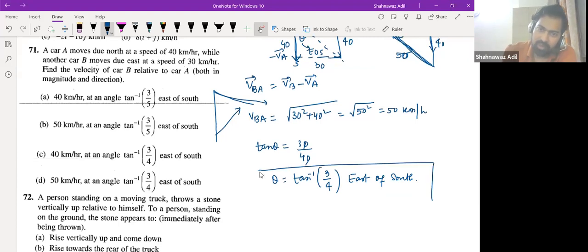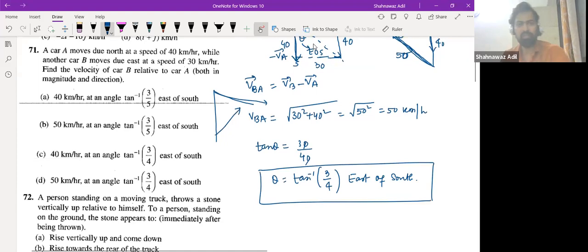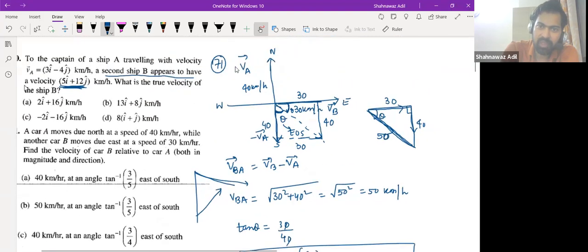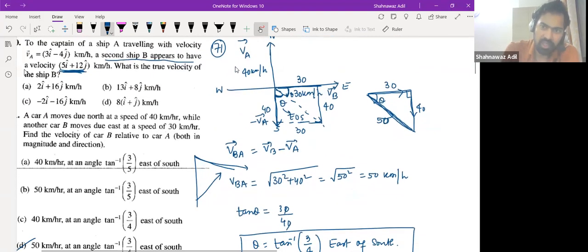And if we calculate the other angle, that would be south of east. So depending upon the options, we have to calculate those angles. So which is the correct one? This one. Did you understand this part? Yes, sir. So please note it down and then we'll do the next question.